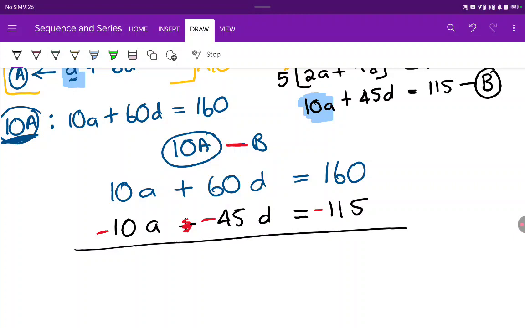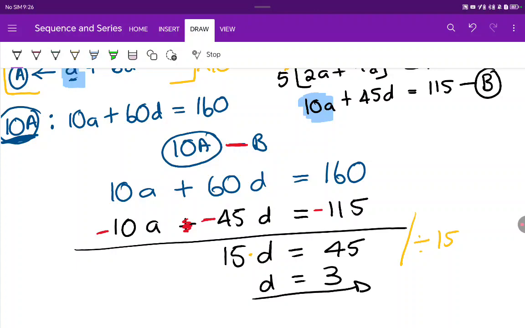Now let's add everything up. 10 minus 10 is 0. That's exactly what we want. 60 minus 45. 60 minus 40 is 20. 20 minus 5 is 15. D, and that equals 160 minus 110 is going to give you 50. Minus 5 is 45. Okay, so far so good. Now what? Now we want to solve for D, so we're going to divide the whole thing by 15. So D is equal to 3.